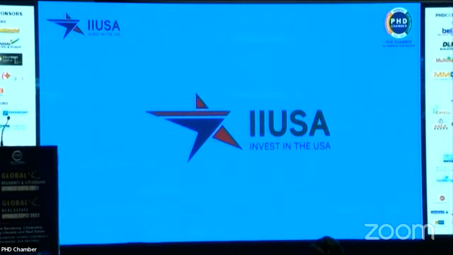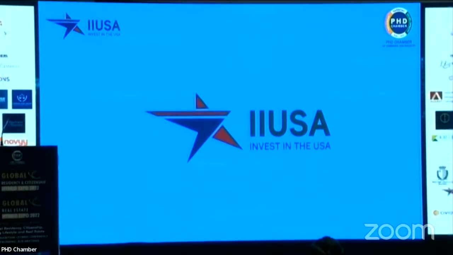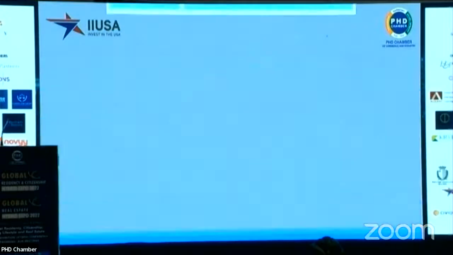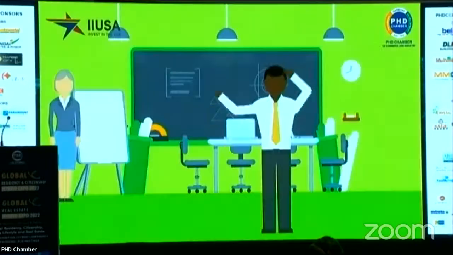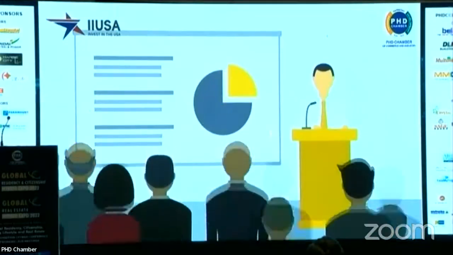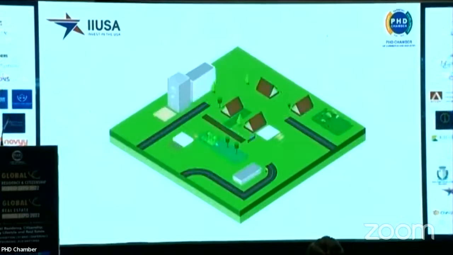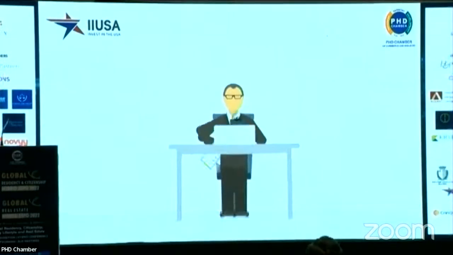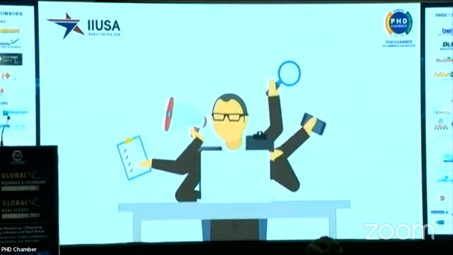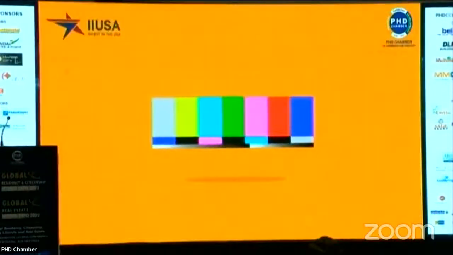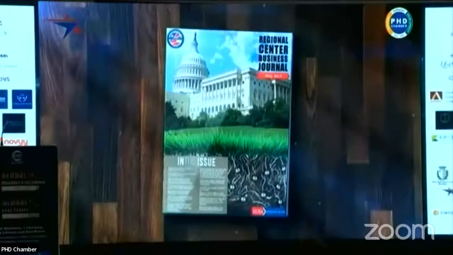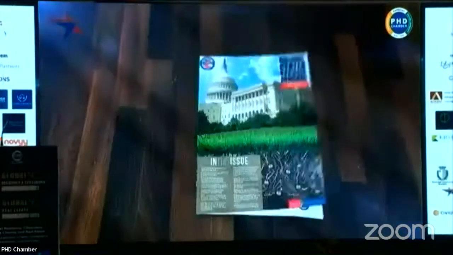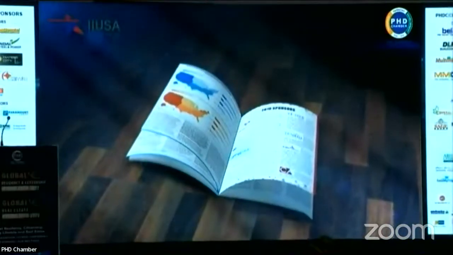IIUSA, or Invest in the USA, is a nonprofit membership-based trade association and EB5 advocate dedicated to the EB5 Regional Center program and its many benefits. The mission is to improve the program, educate those who do not know of EB5, and stimulate economic development throughout the country. IIUSA is the unifying voice for EB5 regional centers. It is a source for vital information, including statistics, history, maps, and success stories. They also have a magazine, the Regional Center Business Journal, which gives readers in-depth updates, analyses, and perspectives on the industry's most pertinent and pressing topics.